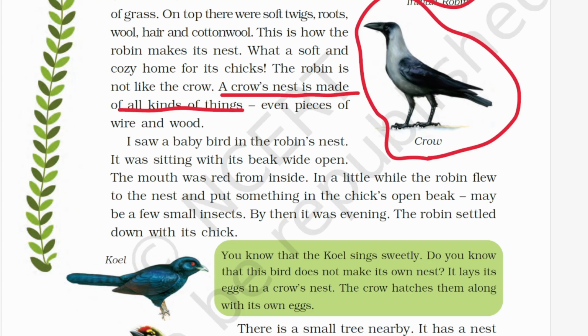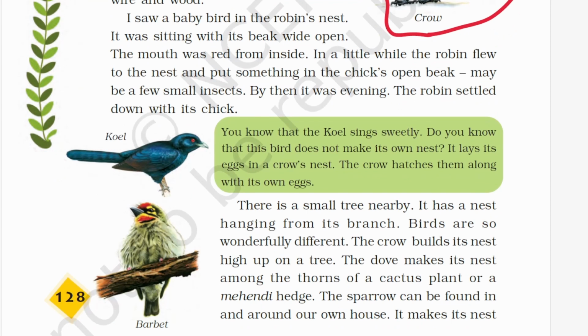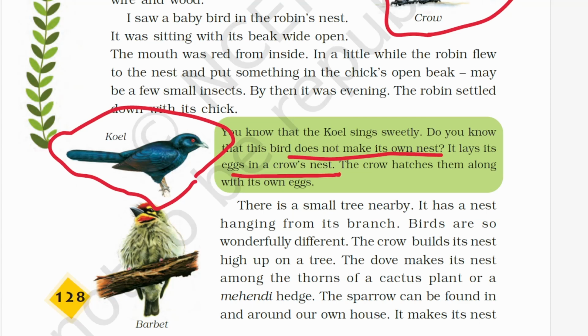So once I introduce you to all the birds, we'll not read this chapter in detail, but we will basically go and see the highlights. Those are the things you have to remember. Some of these birds the children have already been introduced to in class 3. For example, the quail. One fact we learn is that the bird does not make its own nest and it lays its egg in a crow's nest.